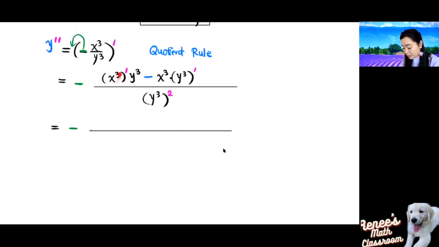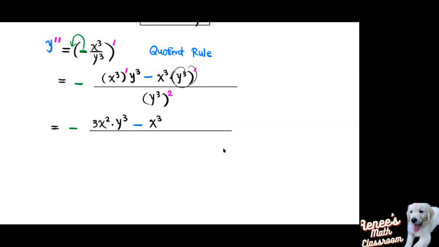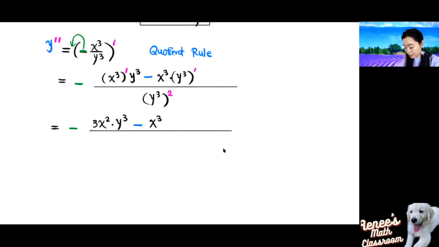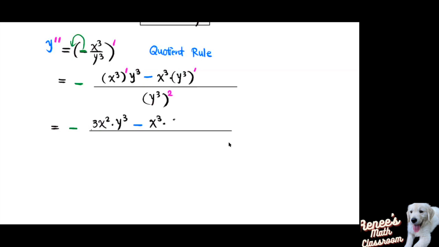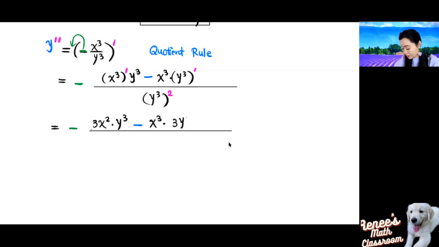So the derivative of x cubed is 3x squared, and then times y cubed, minus x cubed times the derivative of y cubed, which is, what is it? 3y squared times y prime. You got it. Good job. 3y squared times y prime. And then in the denominator is y to the 6th power.